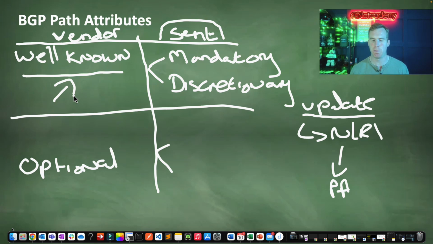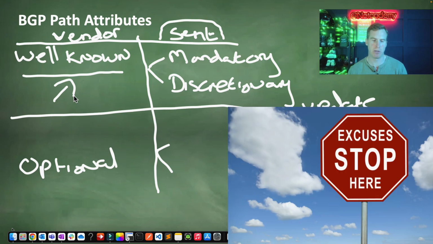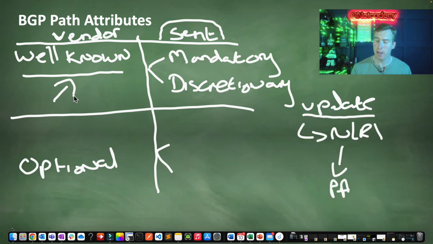Anyone that supports BGP, when an update message is received on an interface, whatever that interface may be, if that path attribute is well-known, that vendor has to support it. There are no ifs, there are no buts. You have to support it. But then there's the question of when they are actually sent.